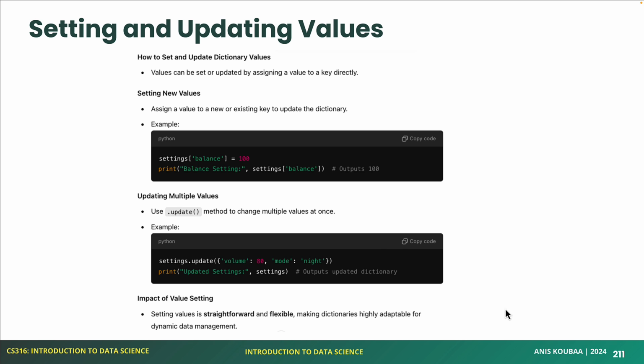So for setting and updating the values, you can use direct assignment, or you can use .update, where you specify the key and the new value. So you can change the volume from, for example, 50 to 80, and you can change the mode. Update allows you to either add new values or modify an existing value in the dictionary.